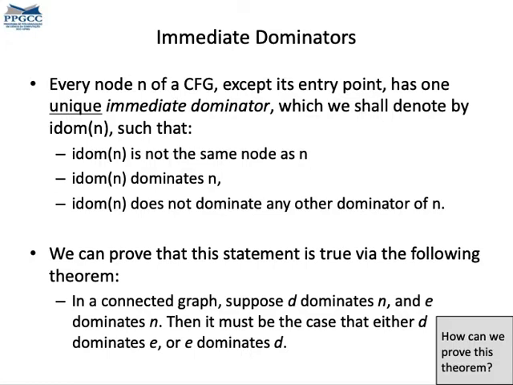In other words, if n has any other dominator, then this other dominator also dominates the idom. Something very important is that the idom is unique. Can you try to figure out why?